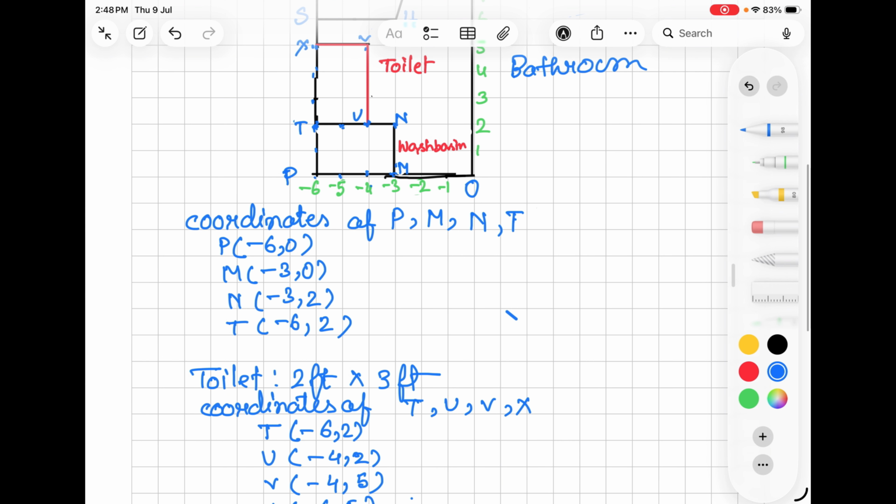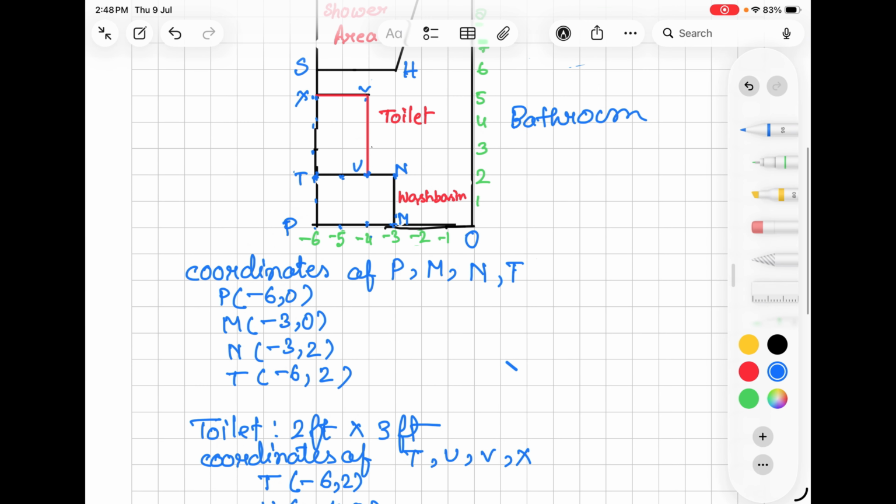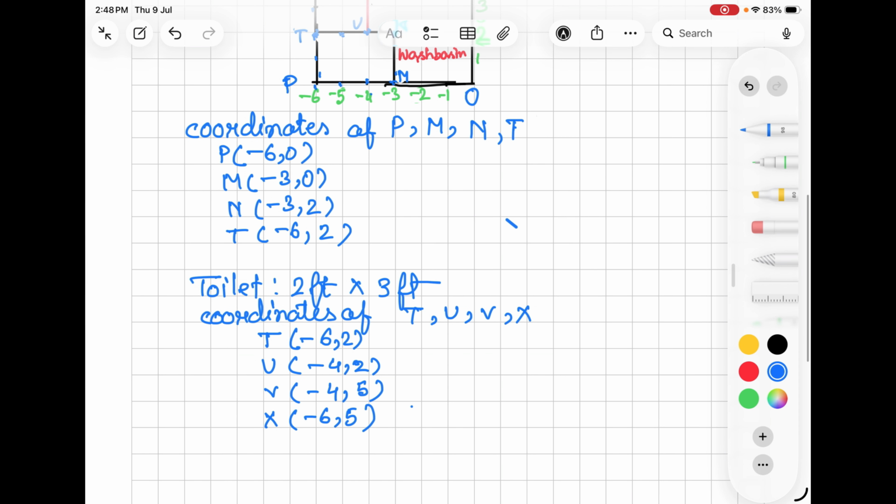See, X's x coordinate is -6 and its y coordinate is 5. So this is over the question number 3.